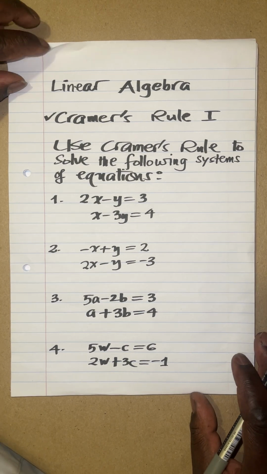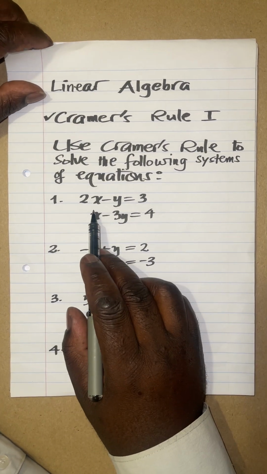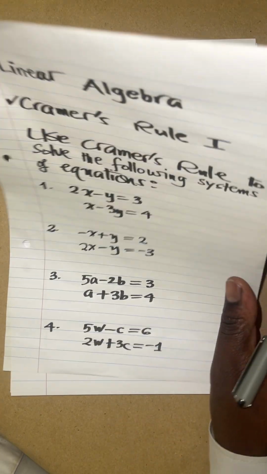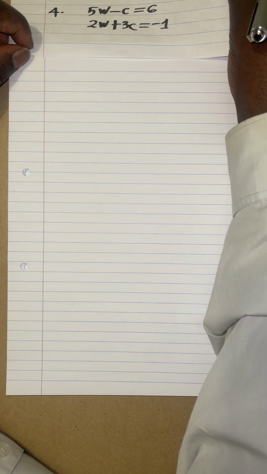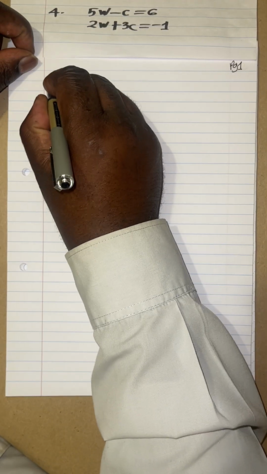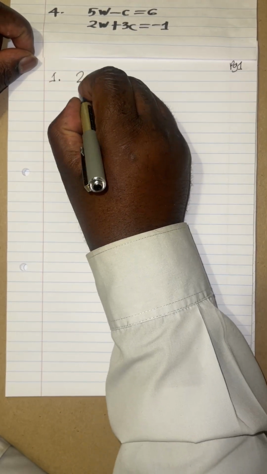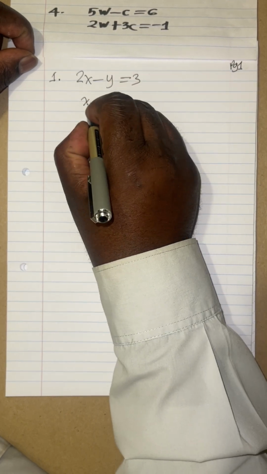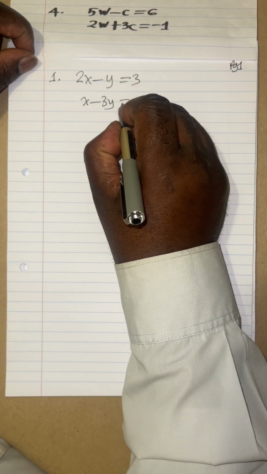So let's look at the first one then. The first one is 2x minus y equals 3, and then we have x minus 3y equals 4. We're supposed to solve these two equations simultaneously by using Cramer's rule. Let me capture the question exactly how it is. We have 2x minus y is equal to 3, and then we have x minus 3y is equal to 4.